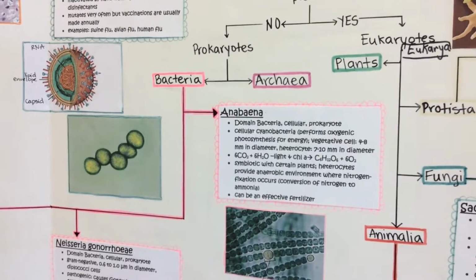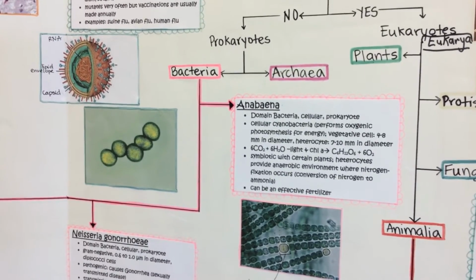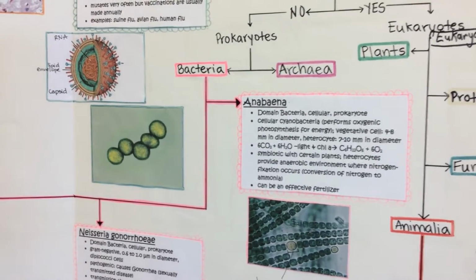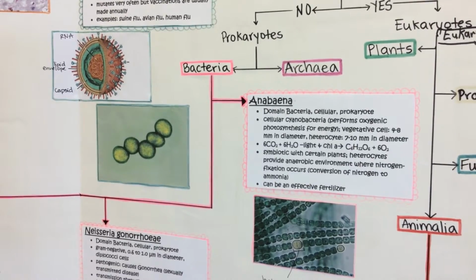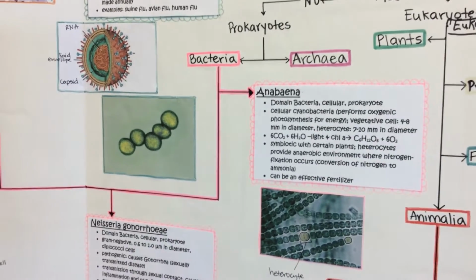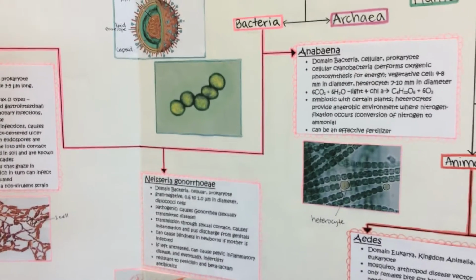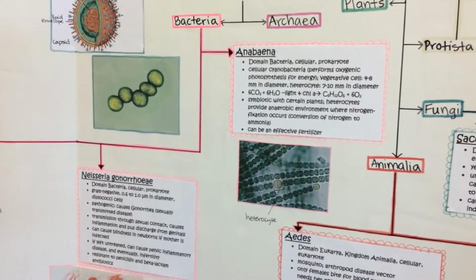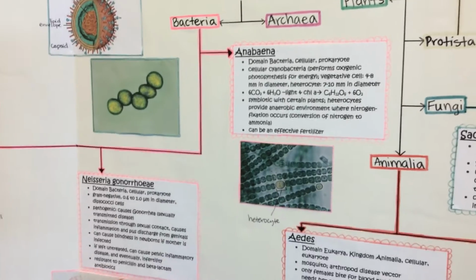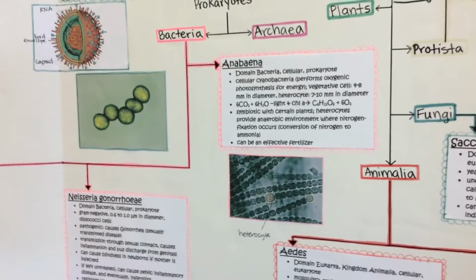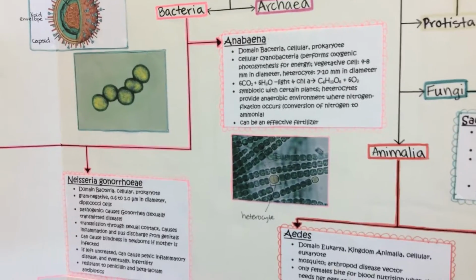The second domain of prokaryotes are domain bacteria, and this is where we spend most of our time in lectures talking about numbers of domain bacteria. So in lab, we're going to be looking at some examples of bacteria. And the first one we'll be taking a look at will be Anabaena or Nostoc, N-O-S-T-O-C.